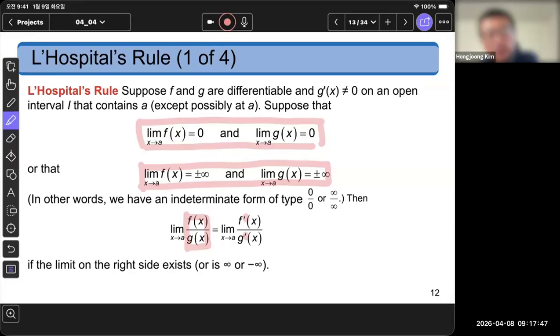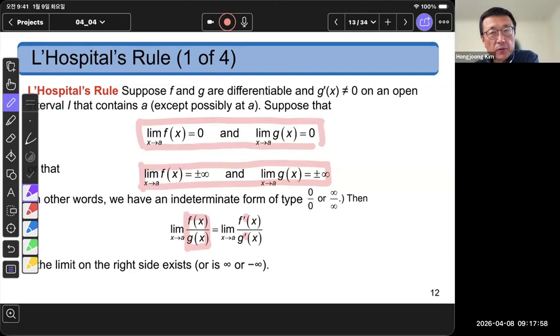If the numerator goes to 0 while the denominator diverges to plus or minus infinity, you cannot apply the L'Hopital's rule. You can apply the L'Hopital's rule when both converge to 0 or both diverge to plus or minus infinity. So please remember this. Please be careful.